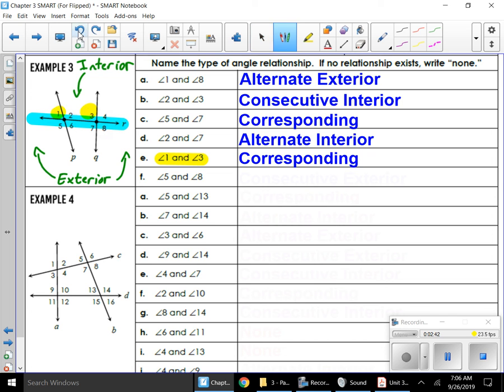And last for this example, we have 5 and 8. 5 down here, 8 down there. Those angles are on the exterior. They're both outside of P and Q, but they're on the same side. So the word for that is consecutive when they're on the same side, exterior because they are on the outside.